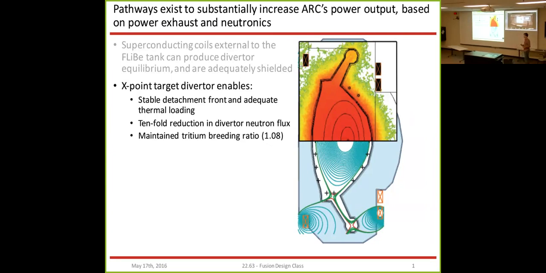So for starters, when I refer to the diverter, I refer to this circle. I do not refer to this leg, which I'm going to talk about in a sec. The diverter leg, in several iterations of the design, we have extended to increase the amount of neutron shielding for the diverter, which has produced a 10-fold reduction in diverter neutron flux. Finally, through all of this, we've still been able to maintain a tritium breeding ratio of about 1.08.